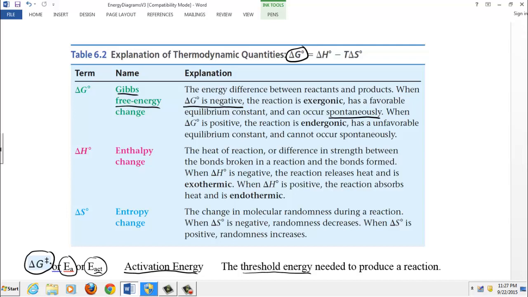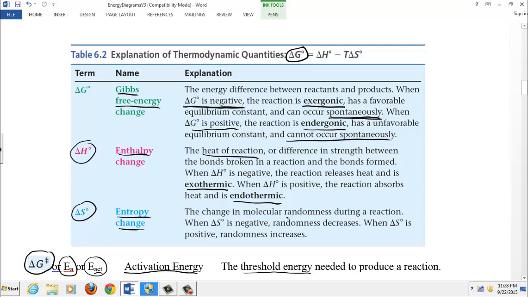A couple other terms you need to be aware of. When the delta G is negative and the reaction is spontaneous, you can say that the reaction is exergonic. And when everything's flipped around, delta G positive, it's not spontaneous, it's endergonic. And you might recall that delta H, the enthalpy change, or the heat of reaction, has similar terms. Exothermic is when heat comes out. Endothermic is when heat is absorbed during the course of the reaction. And of course there's delta S, the entropy change. It's a measure of randomness or molecular disorder.